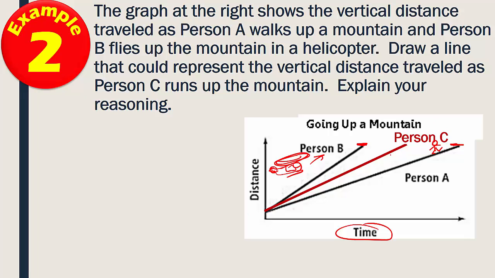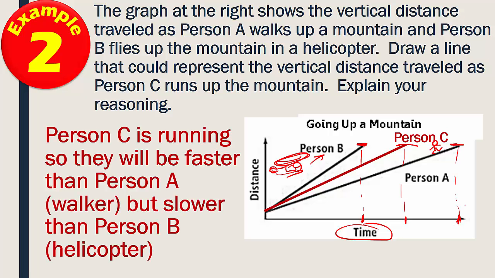Not necessarily exactly in between, but as long as it's in between the two, then I'm okay with that. And again, it goes the same distance, it just does it in a quicker time. Like if we drew a line down, this would be one time, this would be another time, and then this would be another time. So this would be the time for the helicopter, for the runner, and for the walker. So your reasoning would be person C is running, so they will be faster than person A, the walker, but slower than person B, the helicopter.